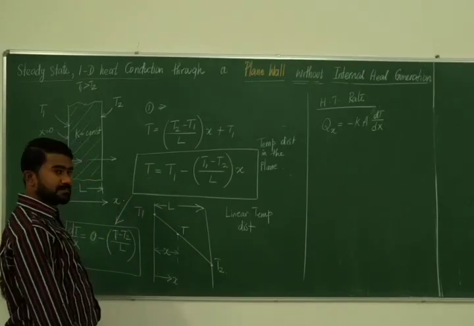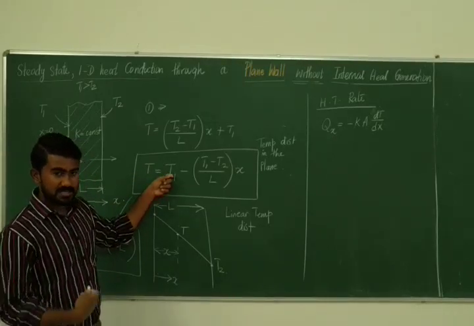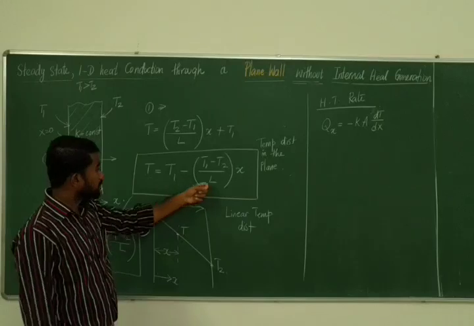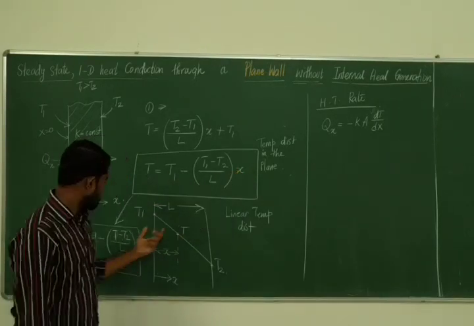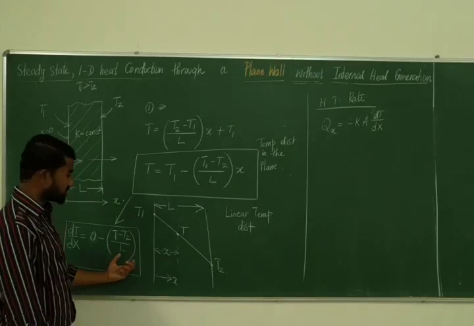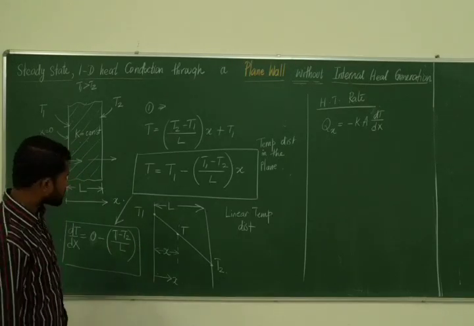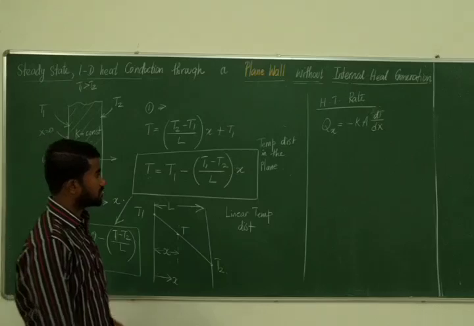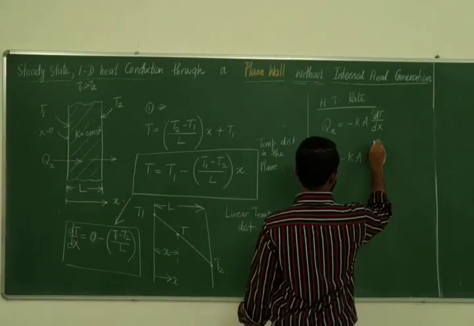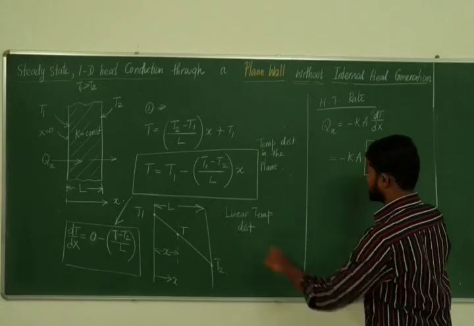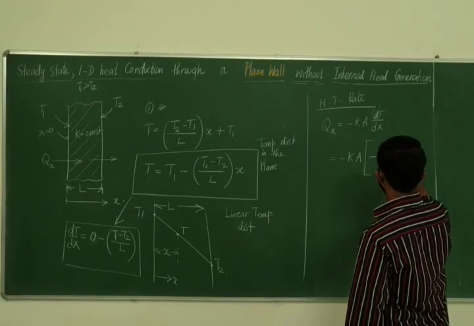Derivative of T is dT by dx. Derivative of T1 is 0, it's a constant, doesn't contain x. Derivative of the second term is some constant times x. You will get the constant out of differentiation. Derivative of x is 1. So this will be dT by dx. Now we will substitute that here. Minus kA into minus (T1 minus T2) by L.